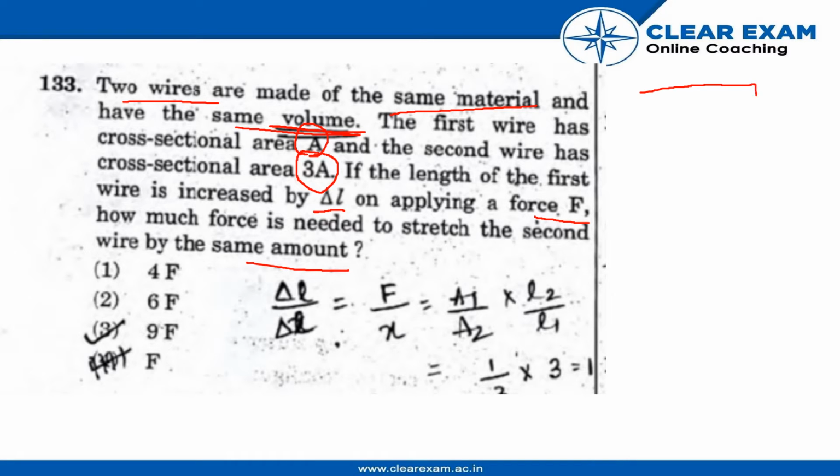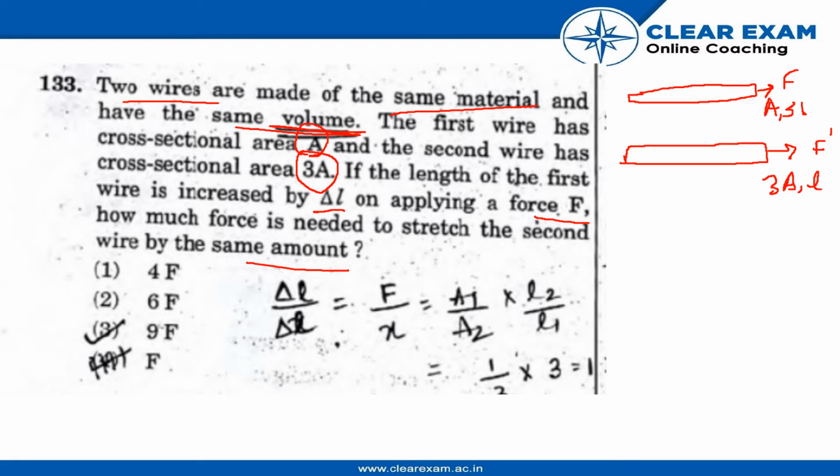So basically we'll be taking two wires. This is the first wire having cross-sectional area A and length 3L and force F. This is the second wire which has a similar force F dash, 3A cross-sectional area and length L.